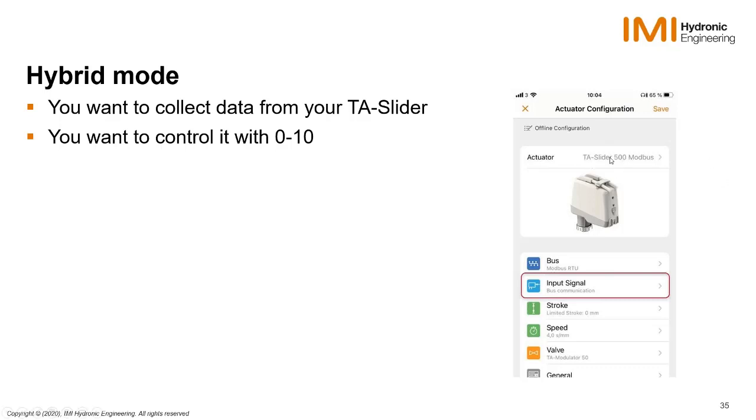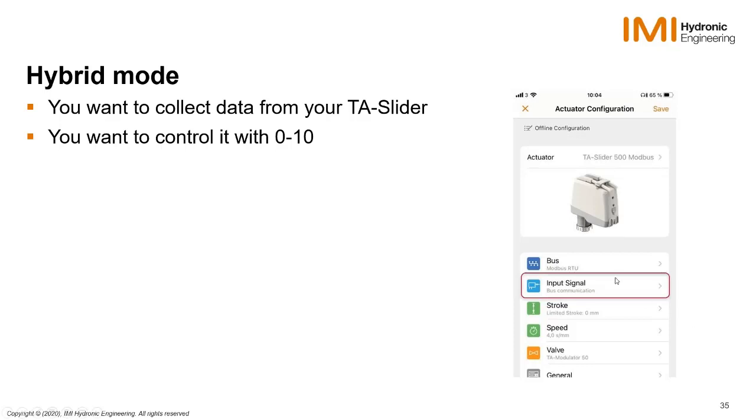And right now I'm going to show how the settings are done with this TA-Slider 500 Modbus. You see here, input signal for this one is bus communication. So right now this will be the register input position, where the master could write between 0 and 10,000 a value it would like the slider to be. And we want to change that because we want to have the control with 0 to 10 volts instead.